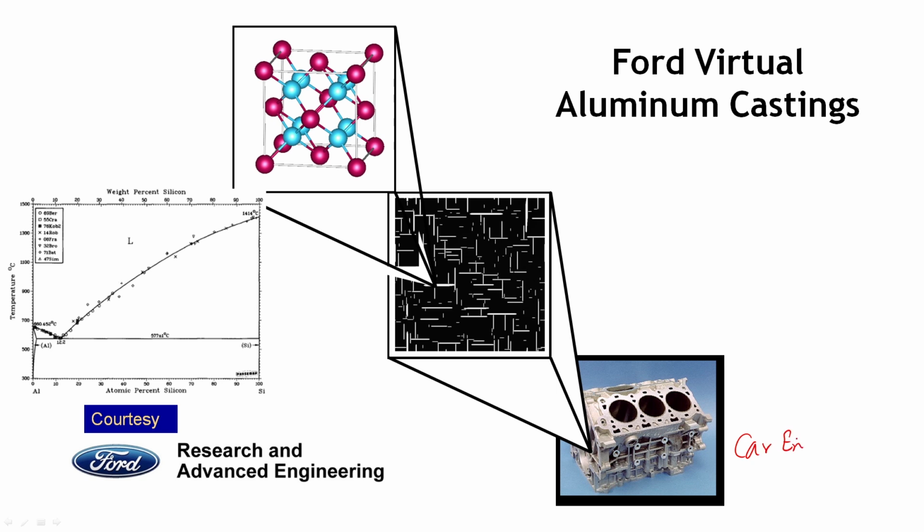This is a car engine, it is a cast, and it is taken from Ford Research and Advanced Engineering. I would like to thank them. So this shows the car engine block, which is a single cast engine. You can see how complicated the shapes are. But it is basically made of an aluminum silicon alloy, mostly hypoeutectic alloys.